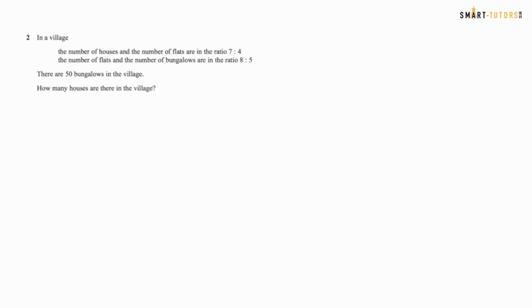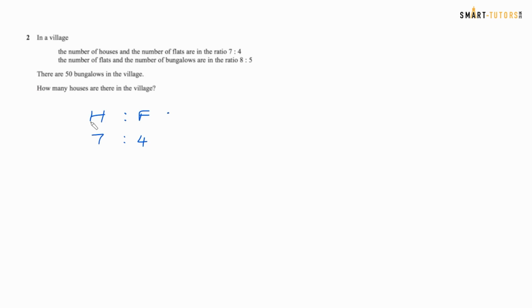Question number 2. In a village, the number of houses and the number of flats are in the ratio 7 is to 4. The number of flats and the number of bungalows are in the ratio of 8 is to 5. There are 50 bungalows in the village. How many houses are there in the village? So this is a straightforward ratio question. They have given the ratio of houses to flats is 7 is to 4.